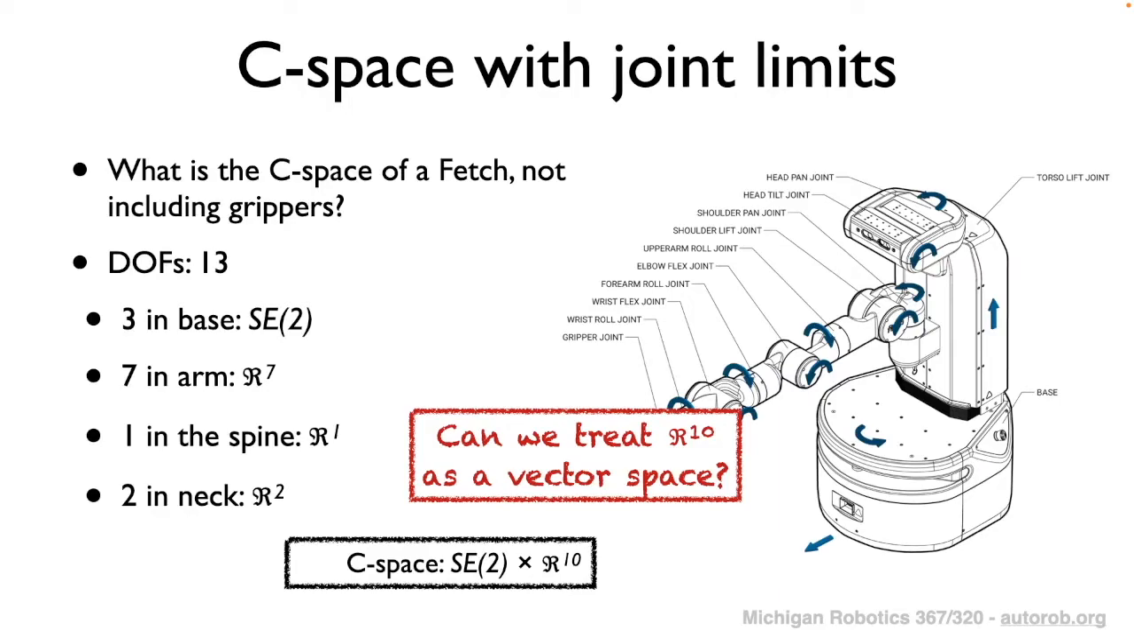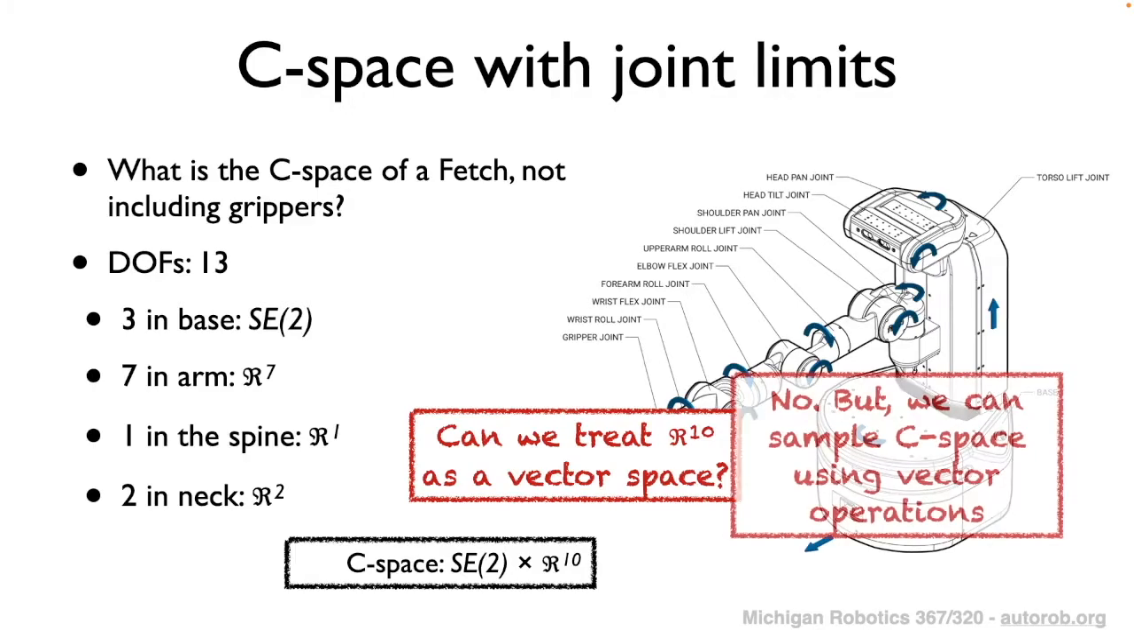But one downside with this is the question of whether or not we could treat R10 as a vector space. Because this will be useful in a number of the algorithms that we want to consider when we want to operate with and compute with configurations within configuration space. And so the answer to this is, in the context of configuration spaces for our robots, no, we can't treat R10 as a vector space because it won't be closed under addition or necessarily scalar multiplication. But we could sample from the configuration space using vector operations, even if it's represented in R10.